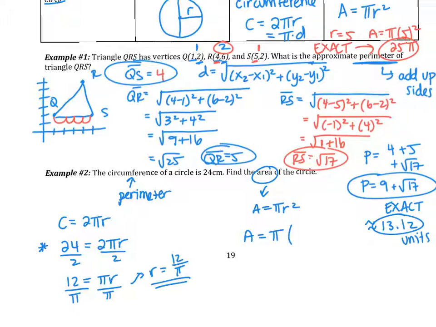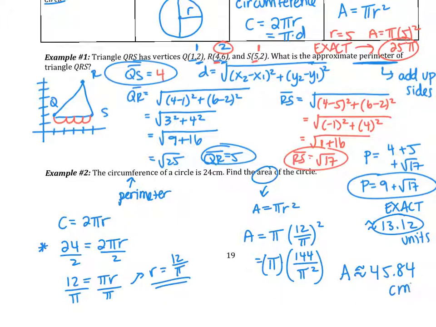Now, if I find the area, my radius is 12 over pi. Okay, so I'm going to keep the pi. 12 squared is 144. And then you have pi squared. Okay, at this point, you can go to your calculator. You're going to type it in exactly how it looks. You're going to type in the pi using the pi button. You're going to type in 144 divided by pi squared. And you get an area of about 45.84 centimeters squared.